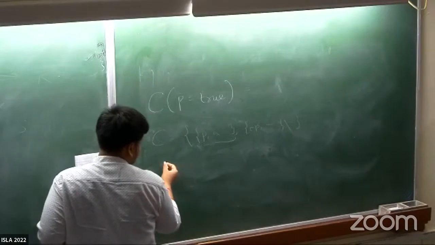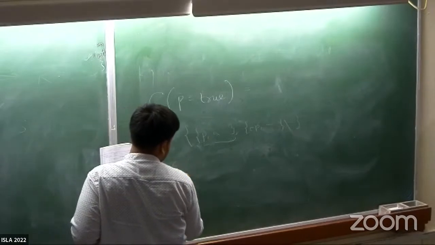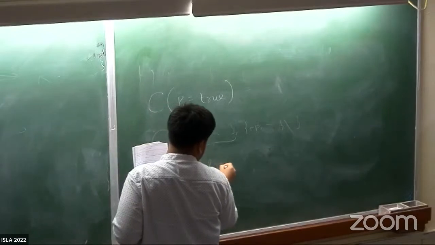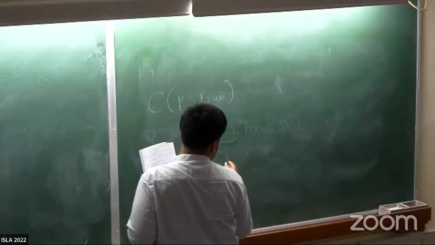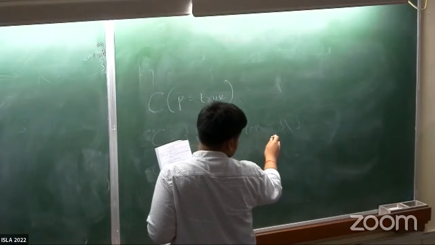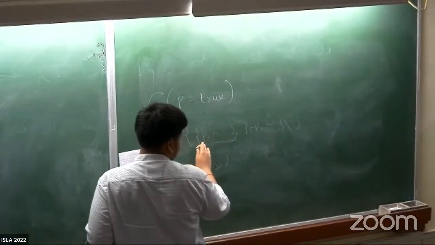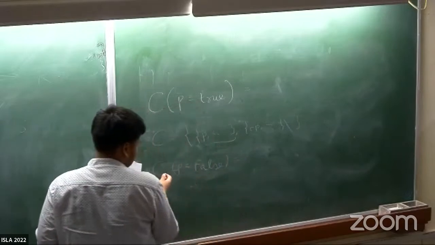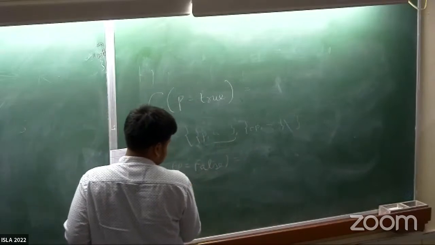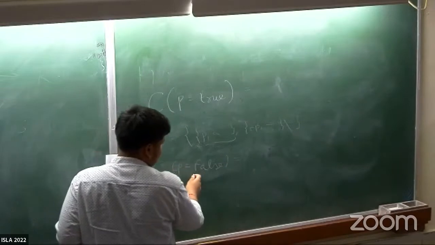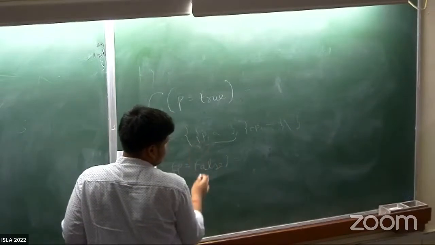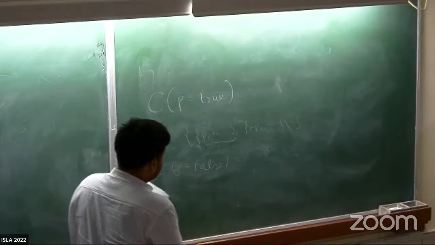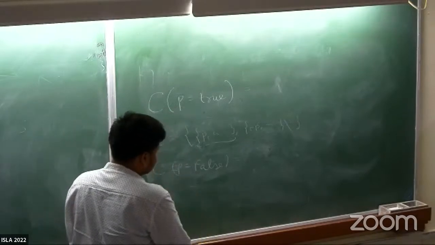So in a similar way, I'll create C with P equal to false, for which I'll not consider the terms which have negation P, and I'll remove P from the terms which have it. Again, if this is satisfiable, I'll extend the valuation to include P as false, and this will make it satisfiable. And how will we use it to prove completeness?